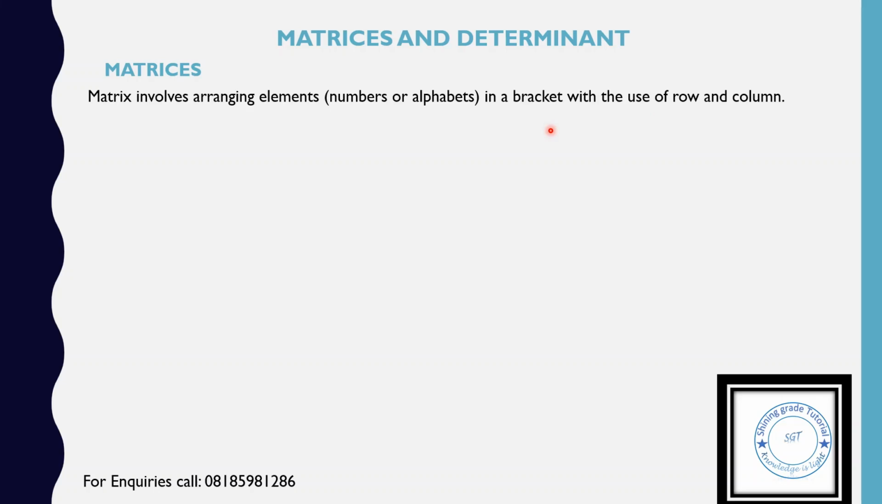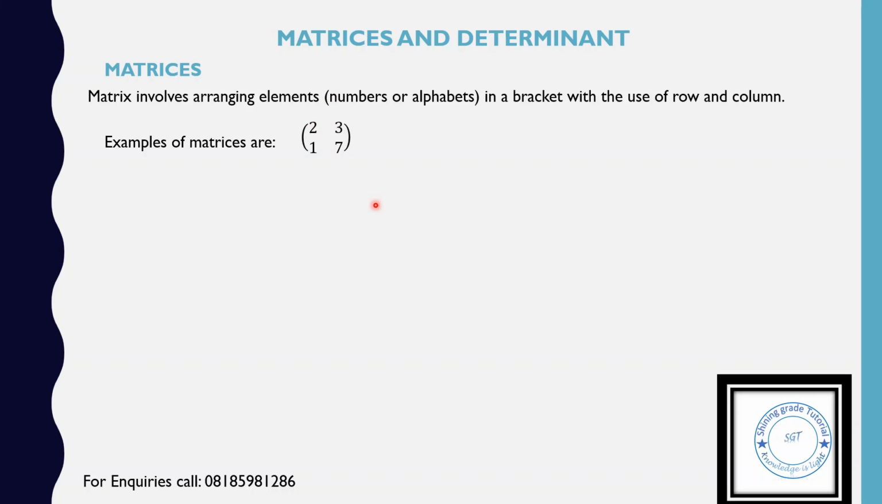So we can look at an example of a matrix. This is a perfect example of a matrix. We have the elements there in the form of numbers. These are the elements, and these are the enclosures, the enclosed bracket. The numbers are arranged with the use of rows and columns. Rows are contained in this form, and these are the columns here.